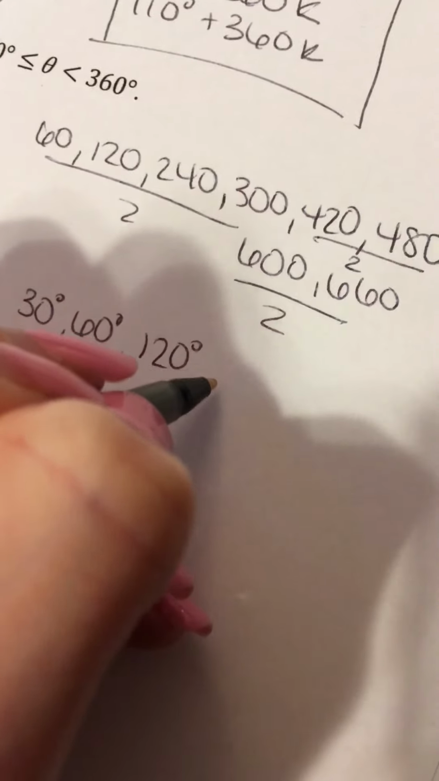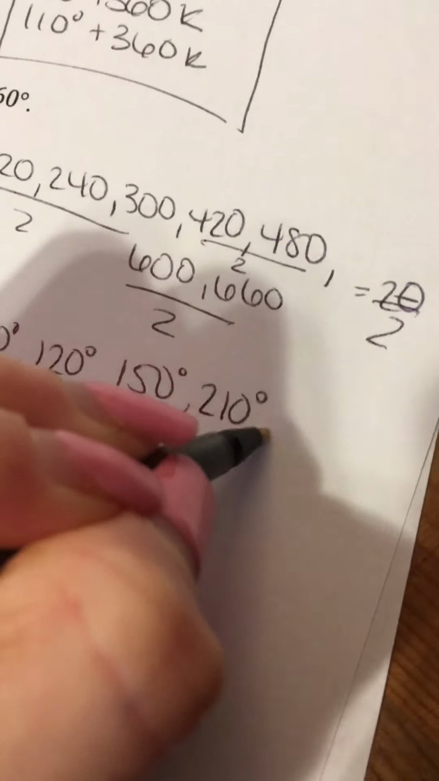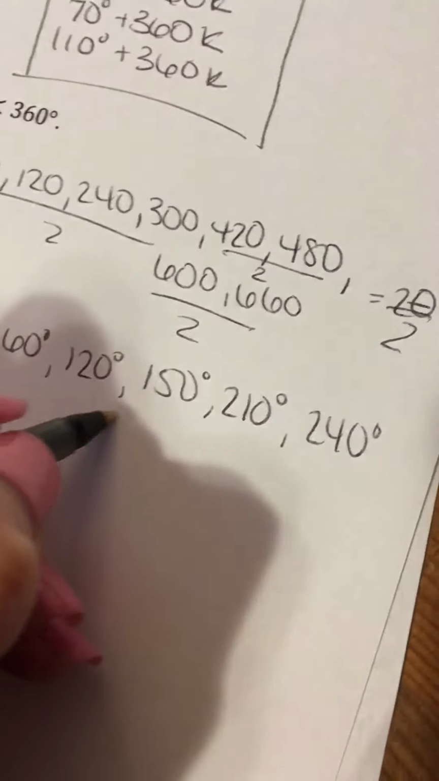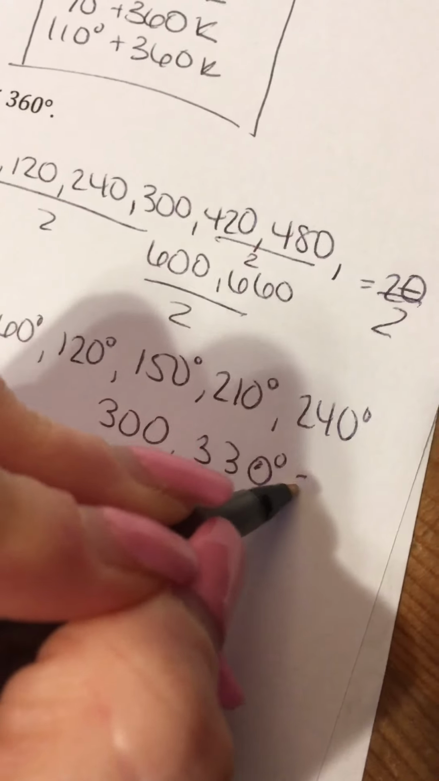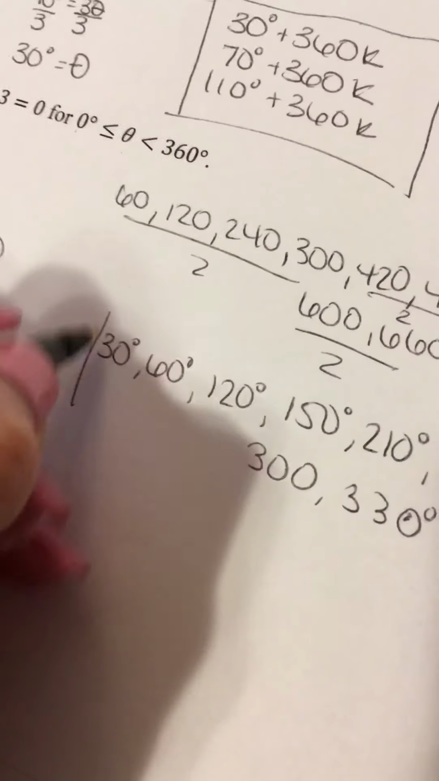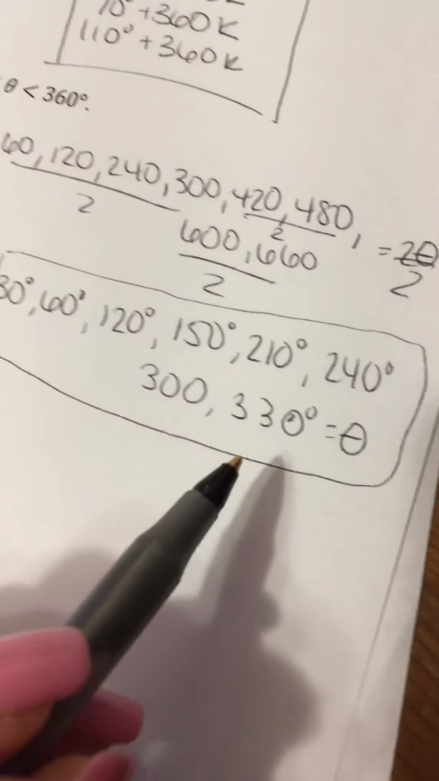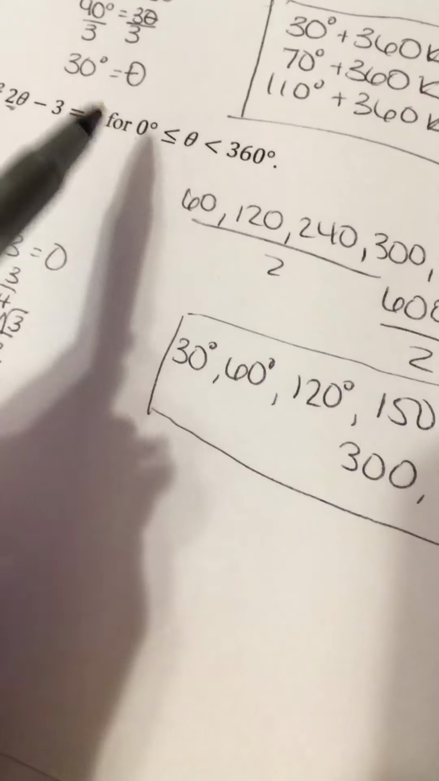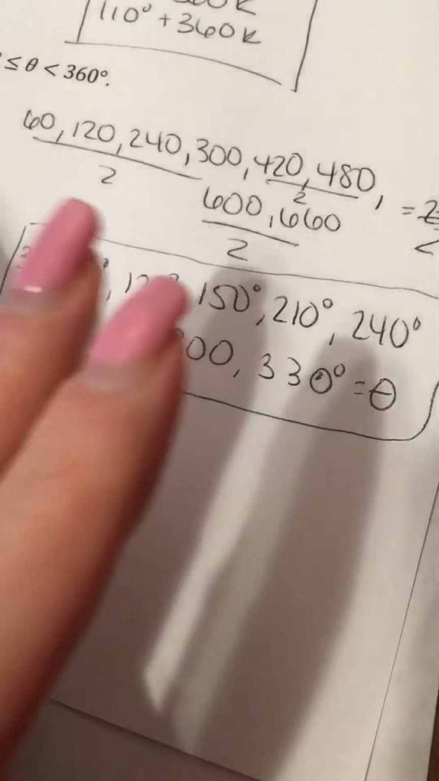All right, so 30 degrees, 60 degrees, 120 degrees. 300 divided by 2 is 150. 420 divided by 2 is 210, 240, 300, and 330. All right, and there we go. How exciting is that? Those are our answers here for this solution. All these answers are between 0 and 360, so works out great.